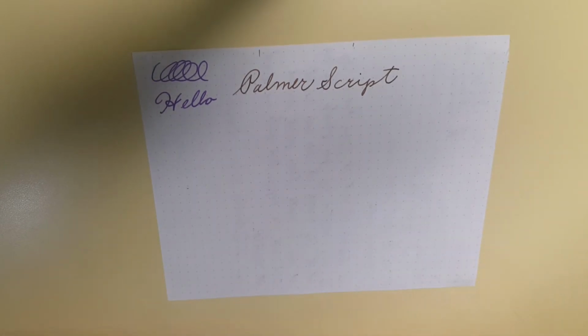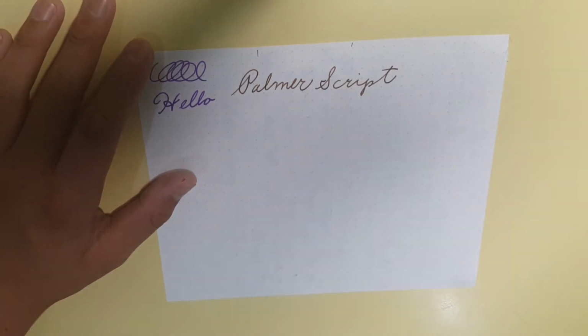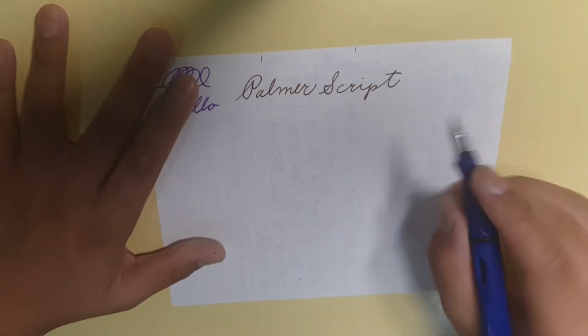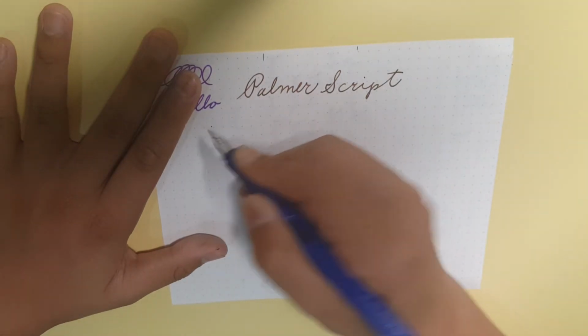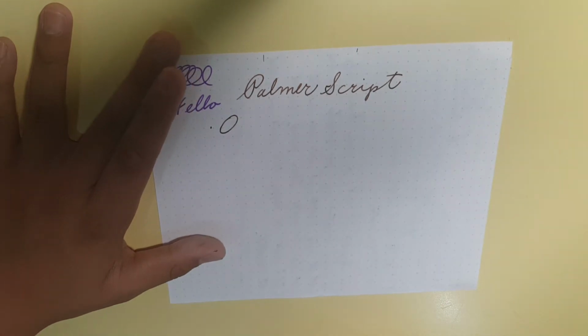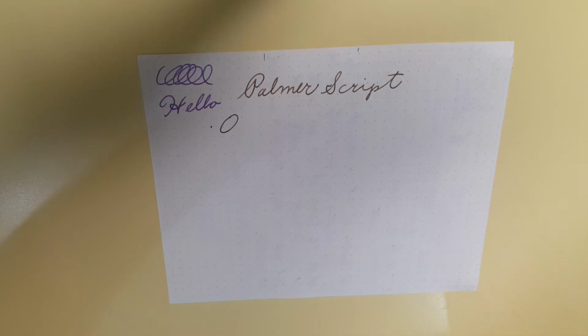So in Palmer script, there aren't really any set defined strokes, but to make life easier, I have devised some. So the first stroke is the oval, because in all calligraphy scripts, the oval is pretty important. So the oval, the oval basically. I just make a dot there, oval, like that. Now, another kind of trick in Palmer script.